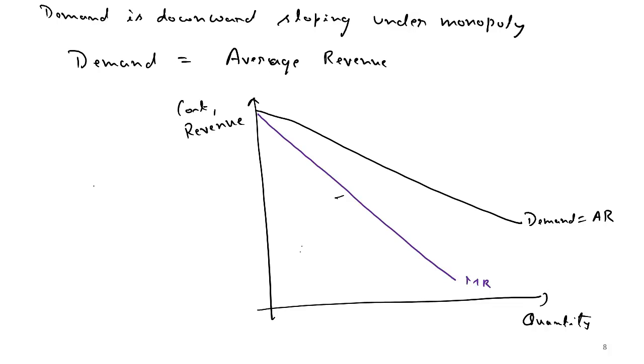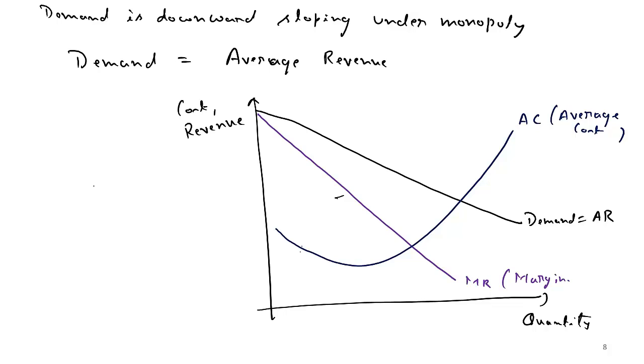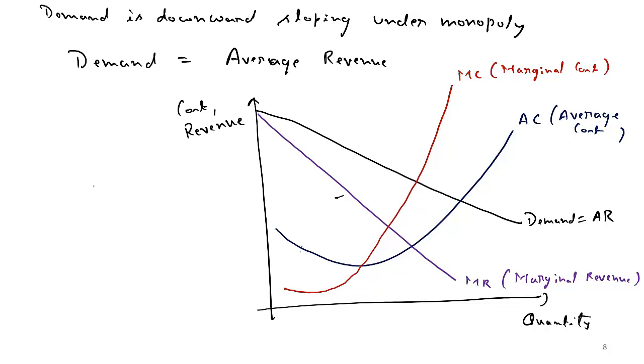Now the behavior of the cost functions remains exactly the same. So let's do our average cost. Your average cost would be something like this. That's your average cost. And this is marginal revenue. And let's now draw the marginal cost. We also know the marginal cost cuts average cost at its minimum point. That's your marginal cost. So this is the revenue and cost behavior that a monopolist faces.